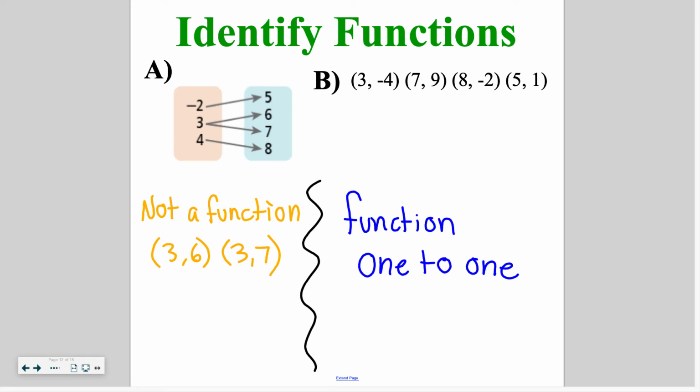A is not going to be a function. If you look at our map, we have 3 pairs with 6 and 3 pairs with 7. So that is a repeat of x's with a different y, so it is not a function. If we come over here, each of our x values is different. So we're going to have a function, and it's going to be 1 to 1 because each x value goes to its own unique y value.